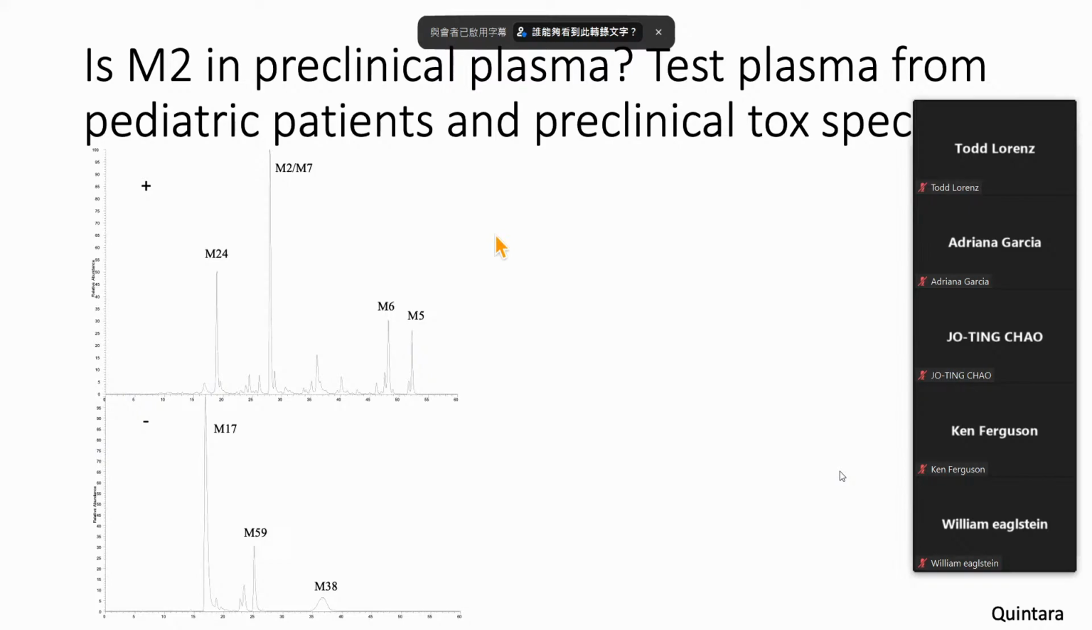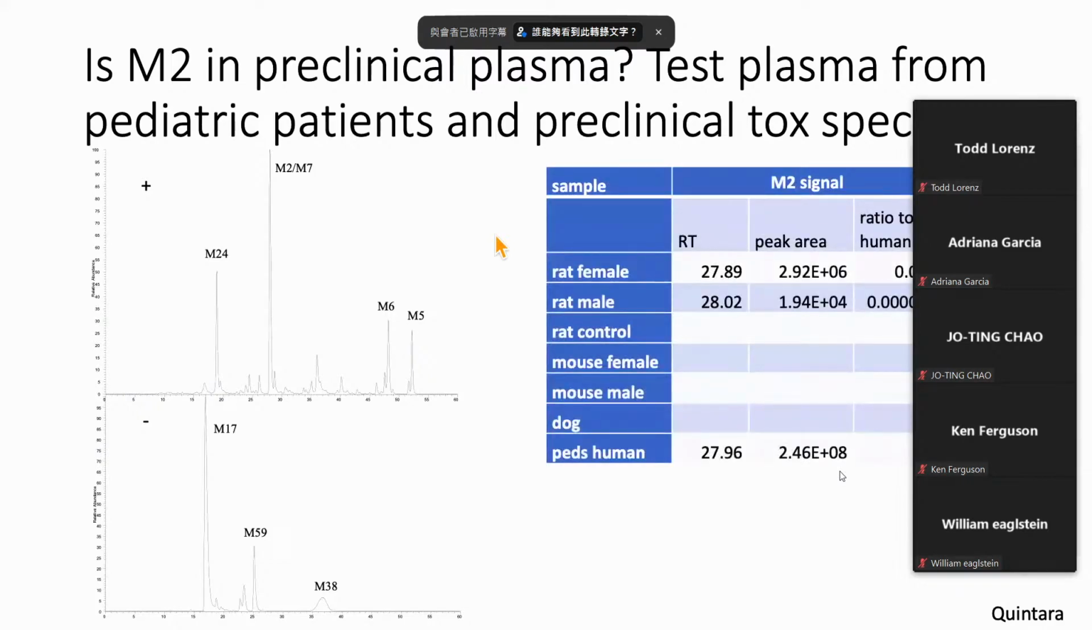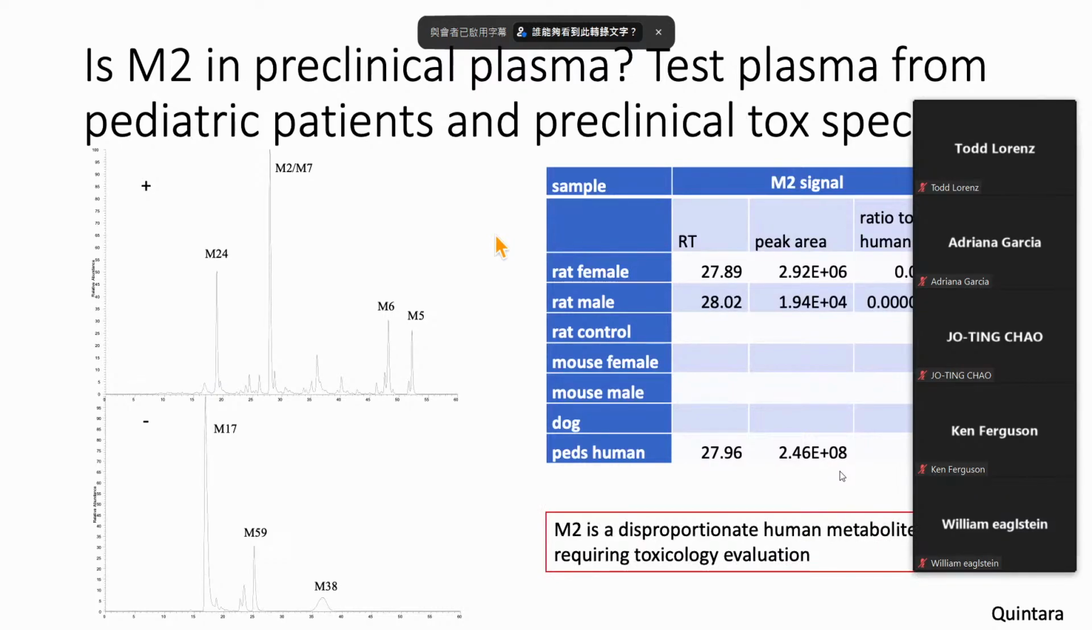Now, working with a mass spectrometer, we have to show two chromatograms because the positive ion detectable metabolites are separately detected from the negative ion metabolites like stearyl sulfates. But then we looked at the animals and we confirmed the bad news. So in dog, mouse, male and female, and rat, male, the M2 was essentially undetectable. Female rat had a small amount of M2, about 1% of the level that's present in humans. So that confirms that we have a MIST problem. M2 is a disproportionate human metabolite requiring toxicology evaluation.